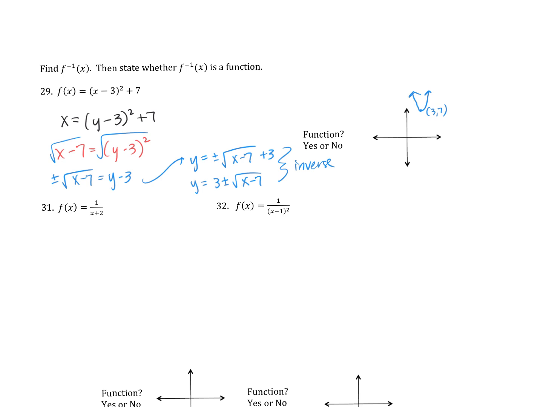And my question was, is the inverse a function? Said, no. Why not? Yeah, a vertical line is going to hit that graph twice. So that is not going to be a function.